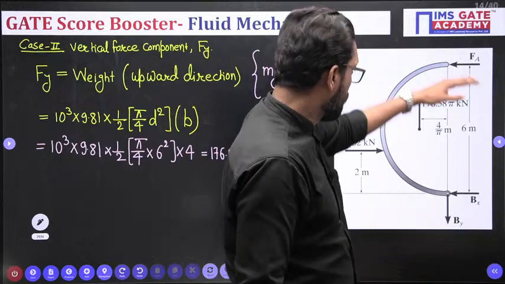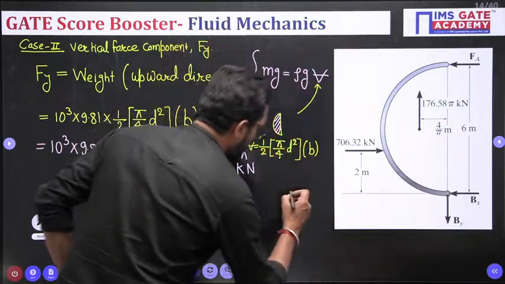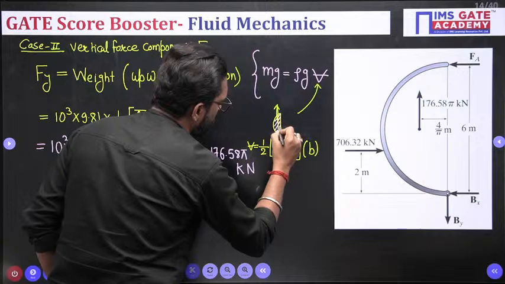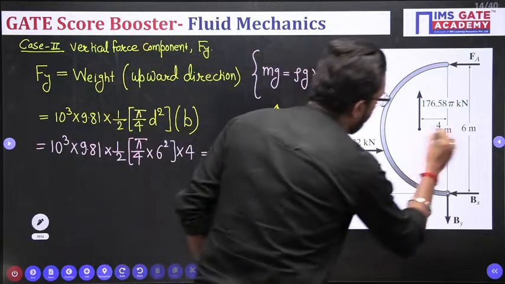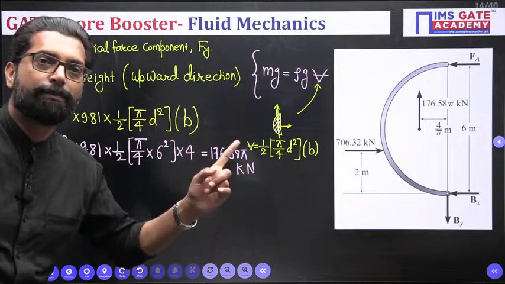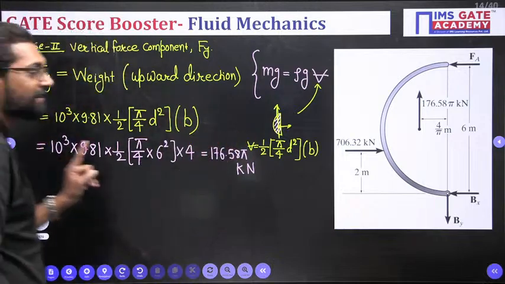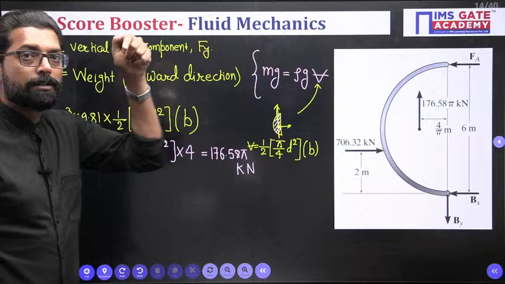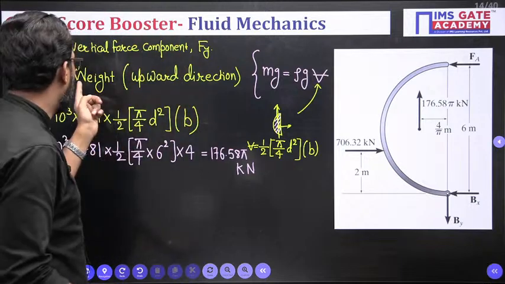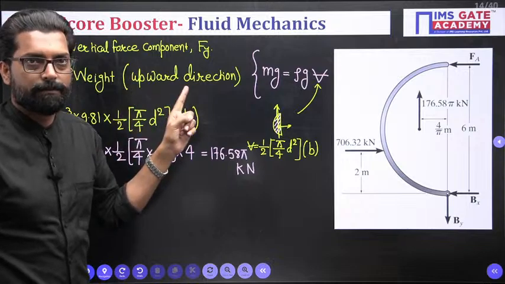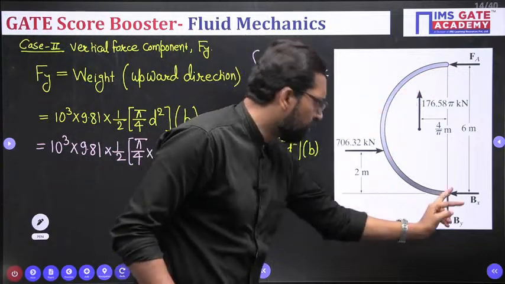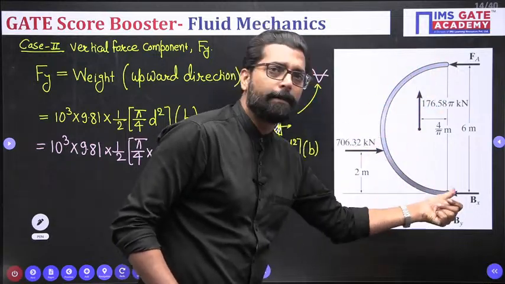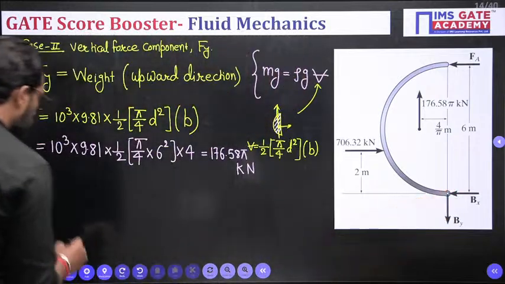Now this vertical force passes through the CG of the semicircle. Why? Let's suppose this is your triangle, this is your semicircle. What is the CG of this semicircle from the base? It is 4r by 3 pi from the base. Because the weight passes through the CG, and the weight is the content of this fluid. So the weight passes through the CG of this semicircle.